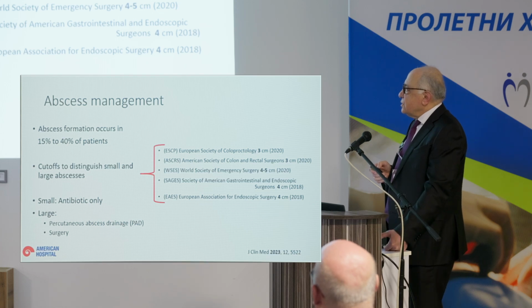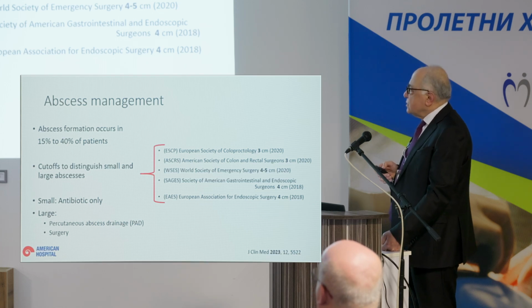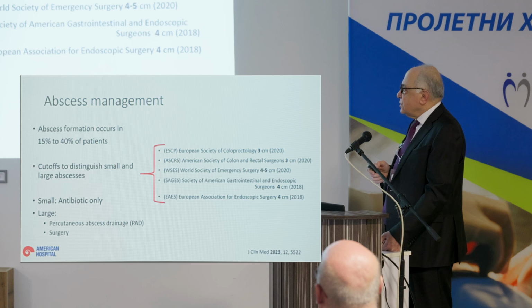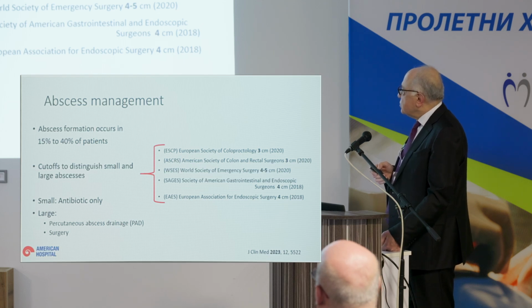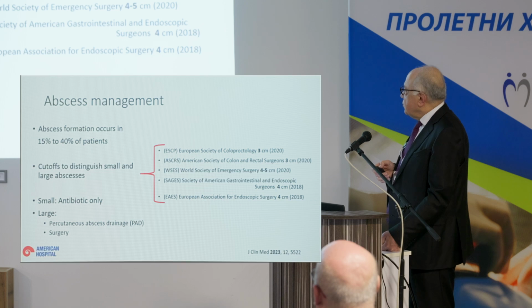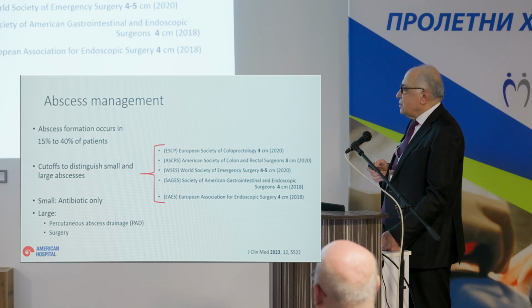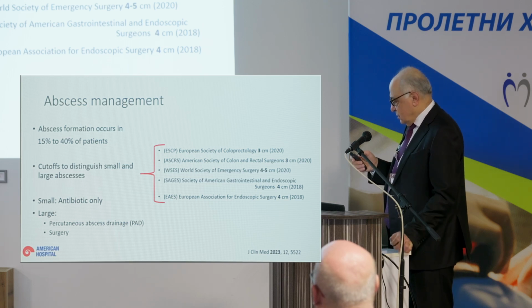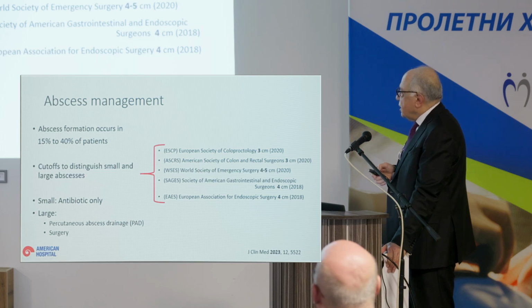The abscess occurs in 15 to 40% of the patients, and the cutoff size to distinguish small and larger abscesses varies between different societies. For example, ESCP and ESCRS accept 3 centimeters as cutoff size. European Association for Endoscopic Surgery and SAGES accept 4 centimeters. And the World Society of Emergency Surgery says that the small abscess is less than 5 centimeters in size. It depends on the societies.